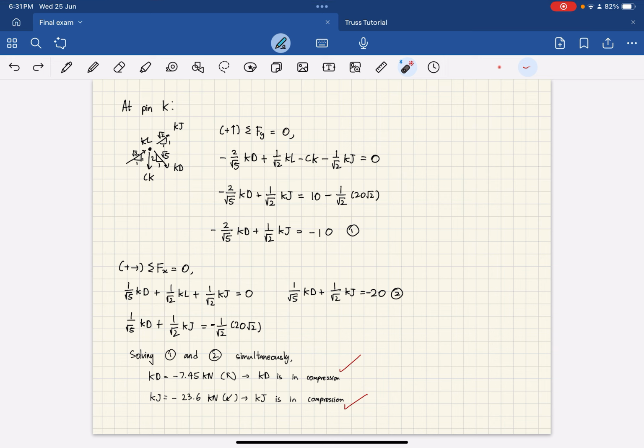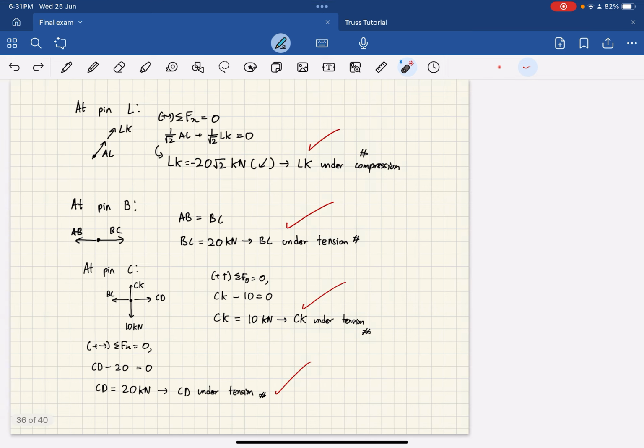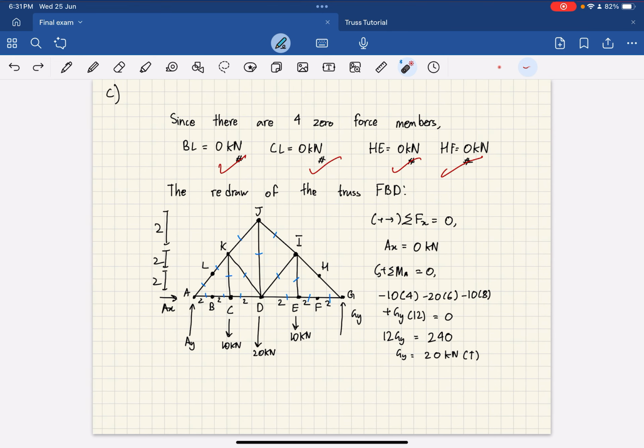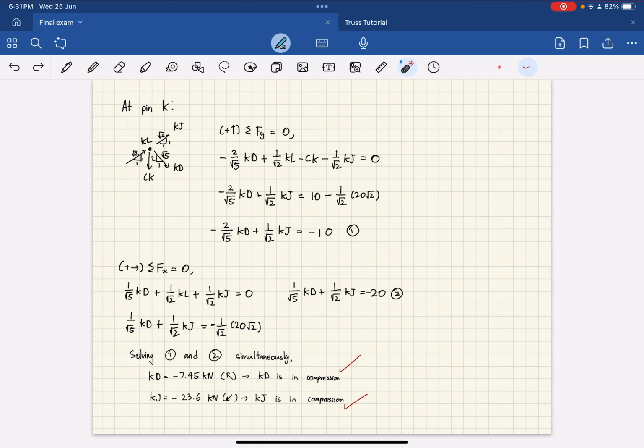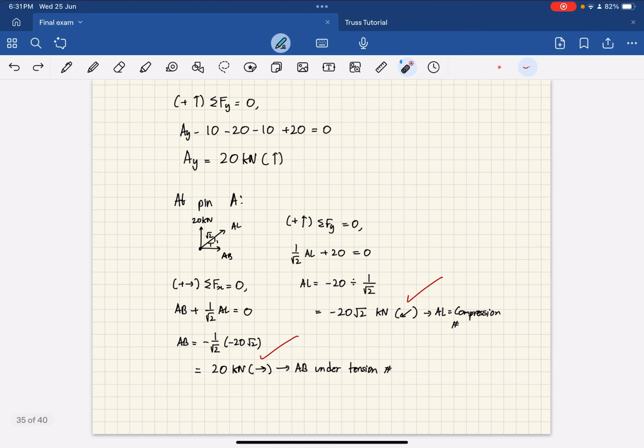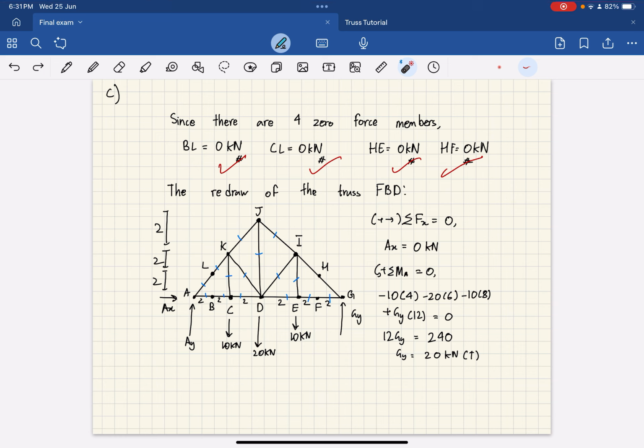And then I proceed with pin K as well. Pin K has a lot of truss members, I think four: 1, 2, 3, 4. You already know CK, you already know LK. Now you do not know DK and DJ, KJ. So of course you need to solve in order to determine the forces there. I assume initially all of them are in tension. And you ask how I get these small directional angles. Because I already mentioned that for this side, it's only 2 meters.